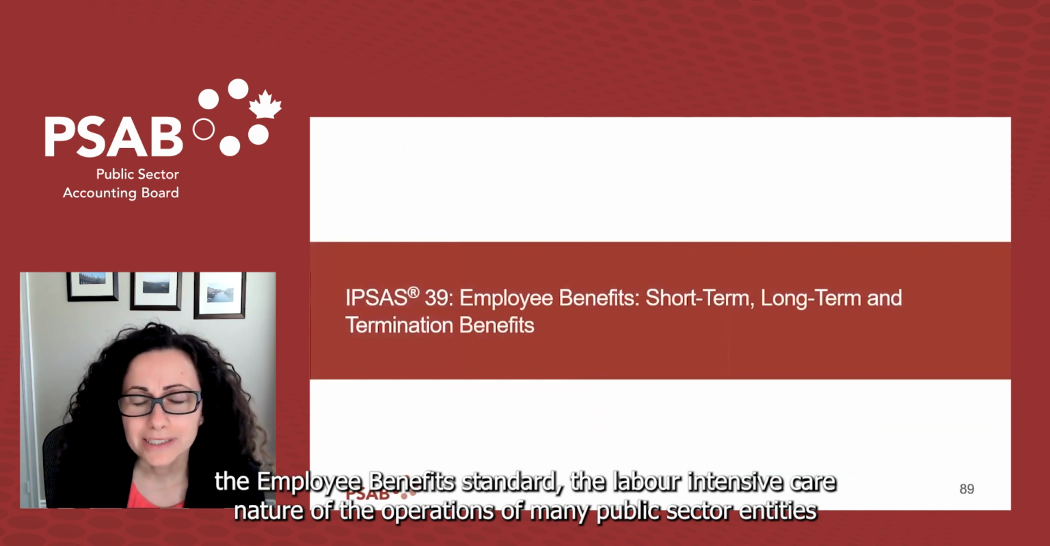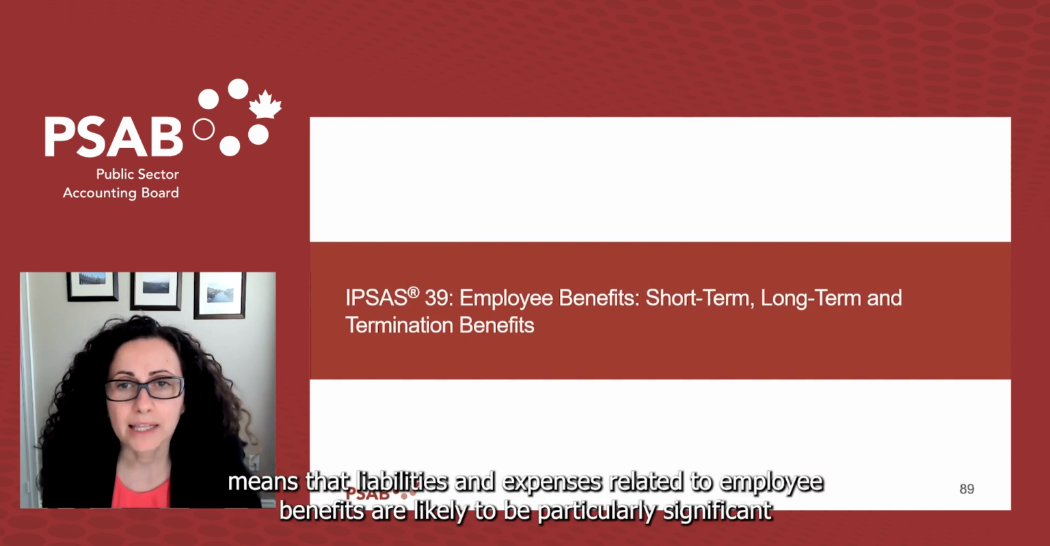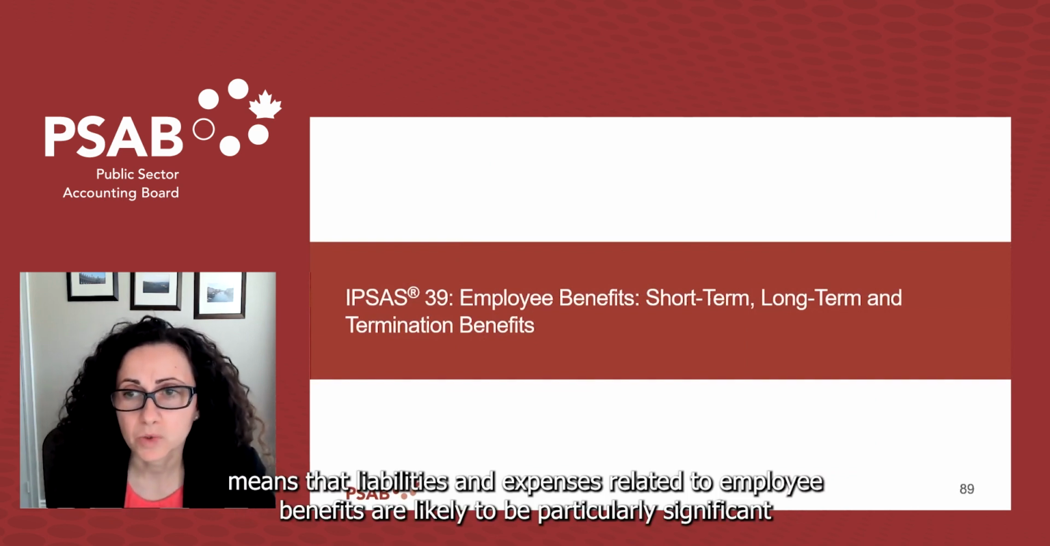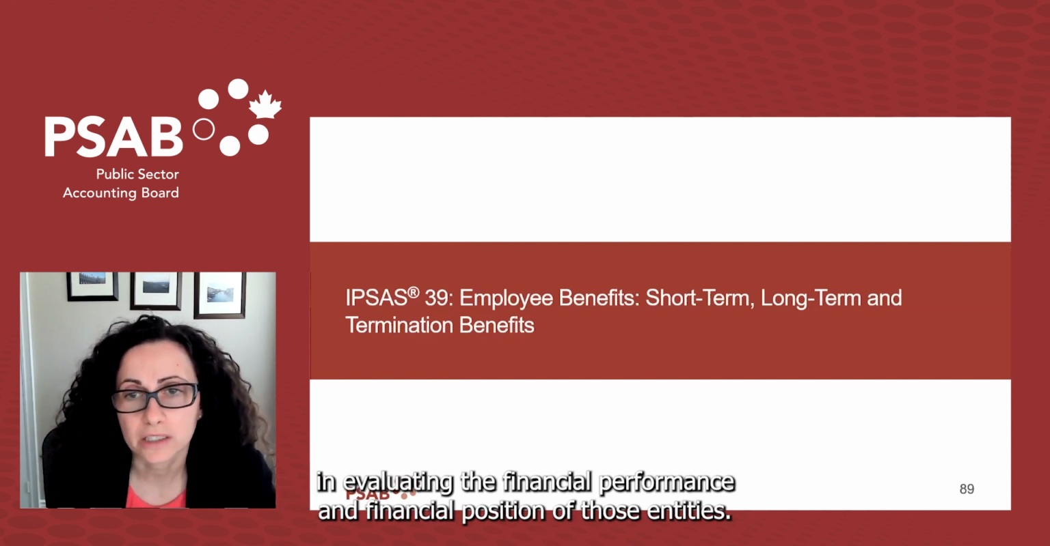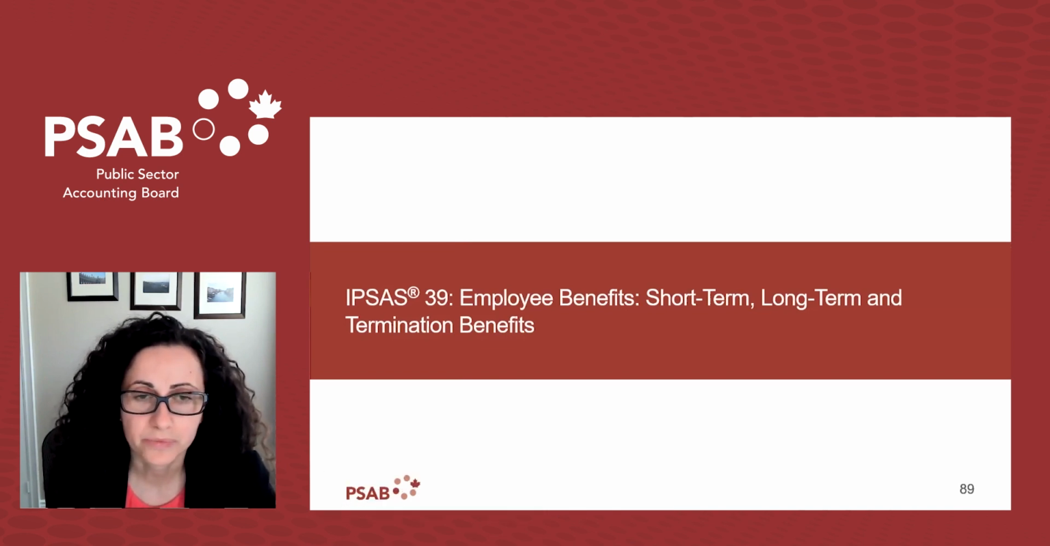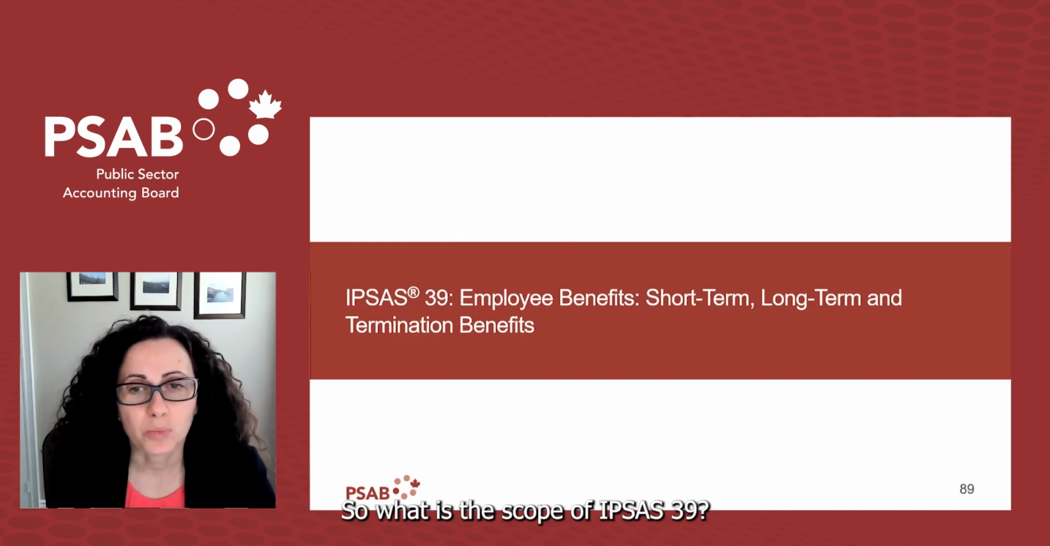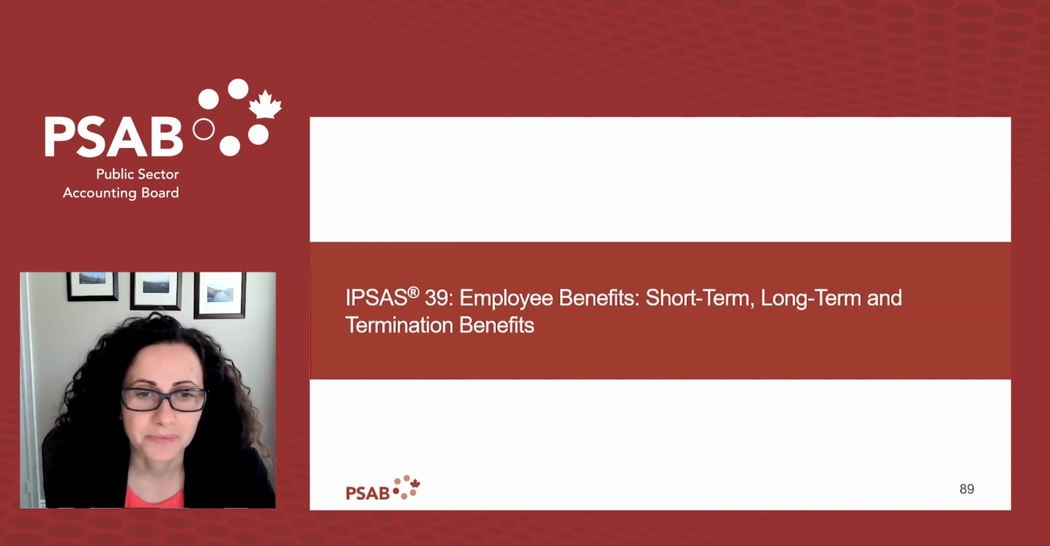The labor-intensive character of the operations of many public sector entities means that liabilities and expenses related to employee benefits are likely to be particularly significant in evaluating the financial performance and financial position of those entities. So what is the scope of IPSAS 39?